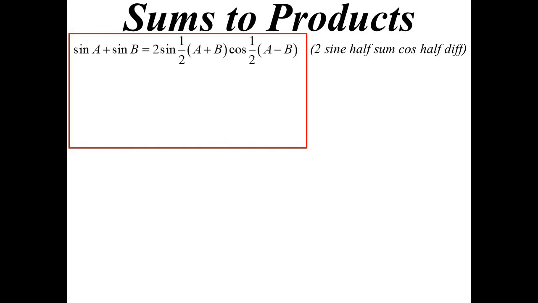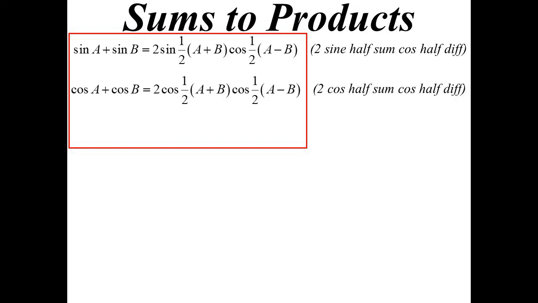All right, let's go back the other way then. So rather than trying to read those formulas backwards, there's your sum to product formula. Looks hard to follow, and that's why I don't remember it that way. 2 sine half sum cos half diff. Before I explain why I do it that way, let's look at the next one.